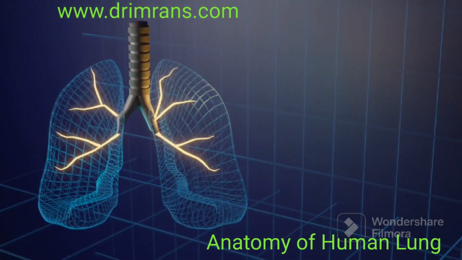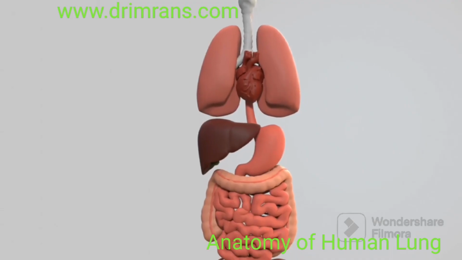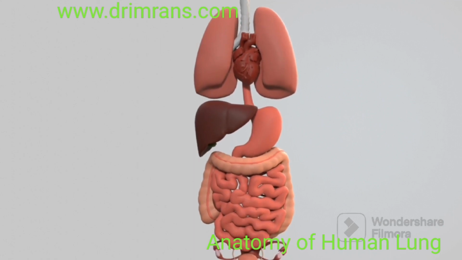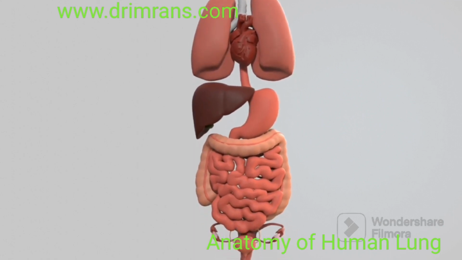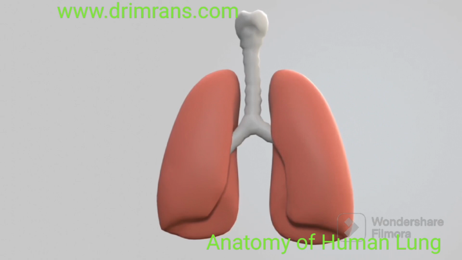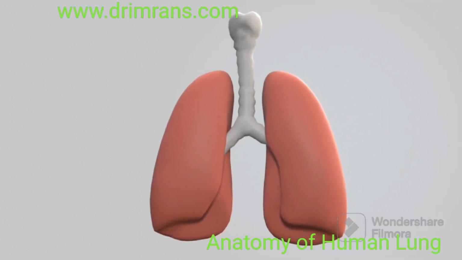Alveoli. At the end of the bronchioles are tiny air sacs called alveoli. Alveoli are where the exchange of oxygen and carbon dioxide takes place, allowing for respiration.